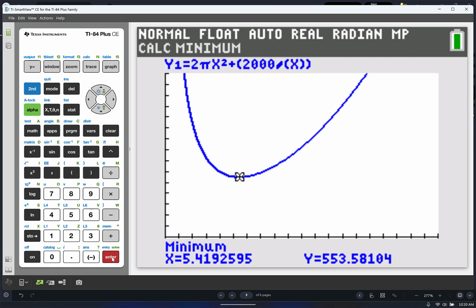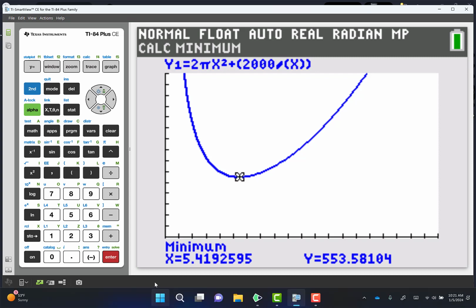So if you were designing a can that holds 1 liter and you want to make the most money possible, you would design a can that has this radius and that height, and that would maximize your profits because you're using the least amount of material. Does that make sense? Cool, right?